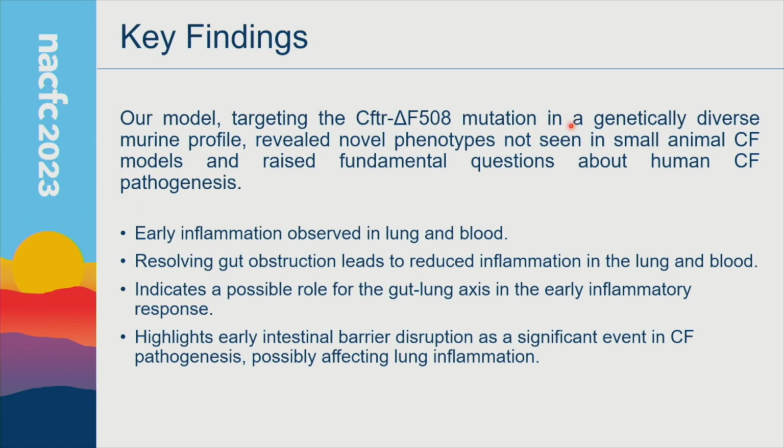So at the end of this talk, we have some key findings. We have generated a novel mouse model in the collaborative cross line, and this model revealed novel phenotypes that were not seen in small animal CF models, and also raises fundamental questions about human CF pathogenesis. We show early inflammation in lung and blood. We show that resolving gut obstruction leads to reduced inflammation in lung and blood. These indicate a possible role for the gut-lung axis in the early inflammatory response, and highlight also that intestinal barrier destruction is a significant event in CF pathogenesis, possibly affecting lung inflammation.